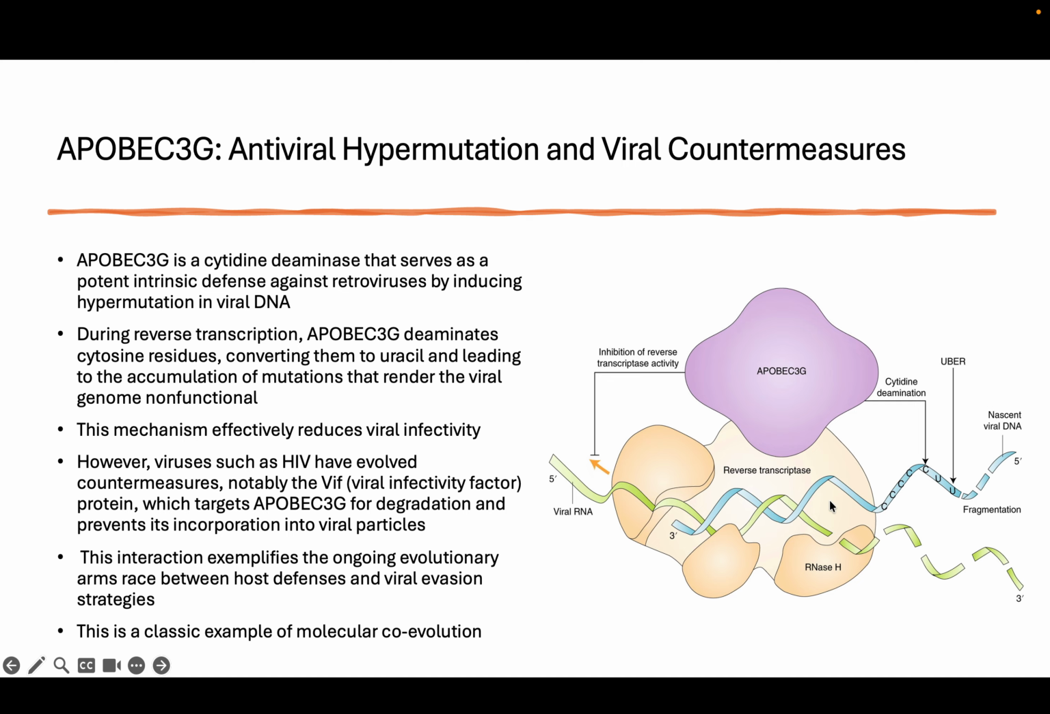It binds a lot to reverse transcriptase, so it works specifically against retroviruses. That's where it really works. However, we see certain retroviruses like HIV that have evolved countermeasures, like VIF, the viral infectivity factor. VIF targets APOBEC3G for degradation. It binds to it and pushes it to be destroyed. This just shows how viruses are evolving strategies to combat our own strategies to stop them from replicating.